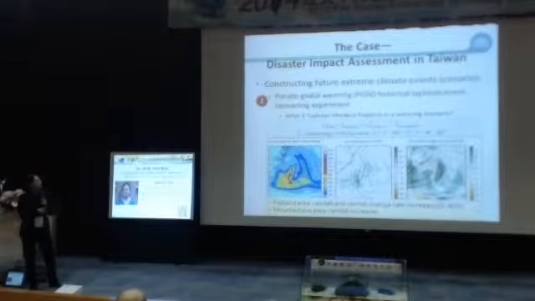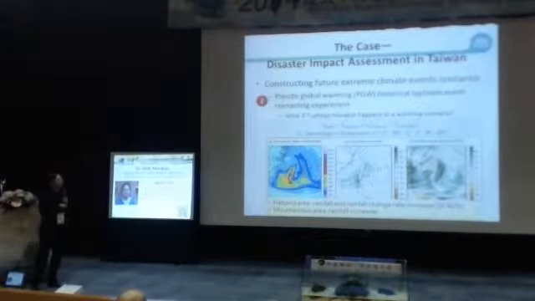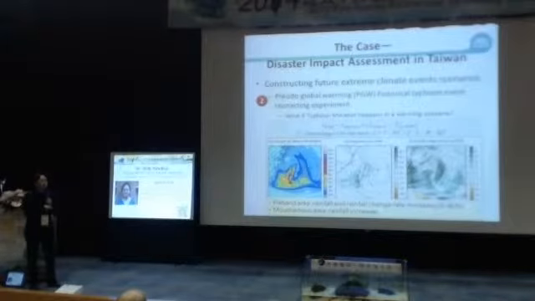The second one is an experiment called pseudo global warming of a historic typhoon event. The basic concept is: what if Typhoon Morakot happens in the future in a warming scenario? So it's not just Typhoon Morakot happening again, but happening in the future, at the end of the century, and we can see whether the magnitude of the typhoon will increase.